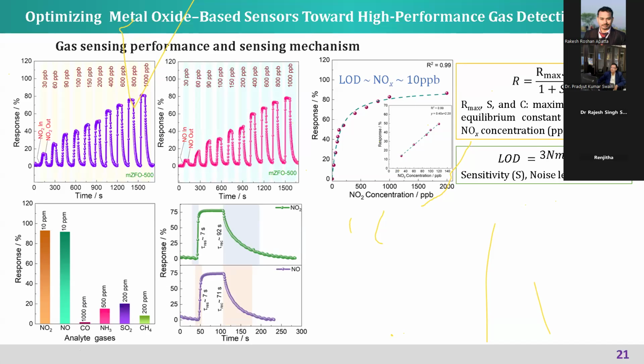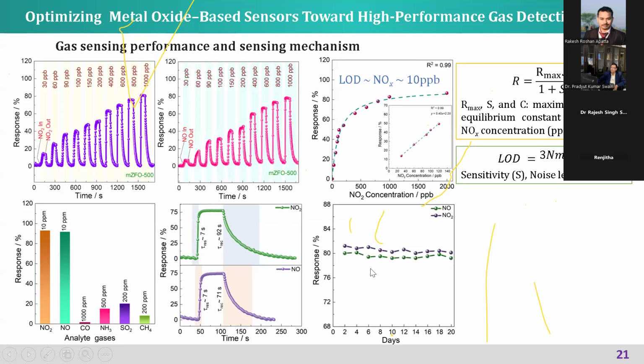Response and recovery time, as I told you, is how quickly the sensor responds when you pass the gas. This is the time taken to reach 90% of the maximum response. In these cases, we have a very good response time of 7 seconds, and the recovery time is about 71 seconds and 92 seconds. This is relatively good for industrial scale, because the current sensors have a response in minutes, more than 2-3 minutes. So our sensor has a better response.